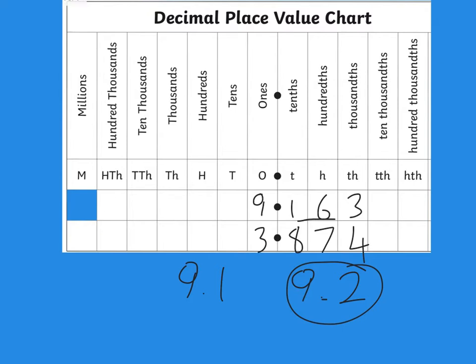If I look at the other example, so it's 3.87. If I was rounding that number, so it's 8 tenths, 7 hundredths, I can ignore the last digit.